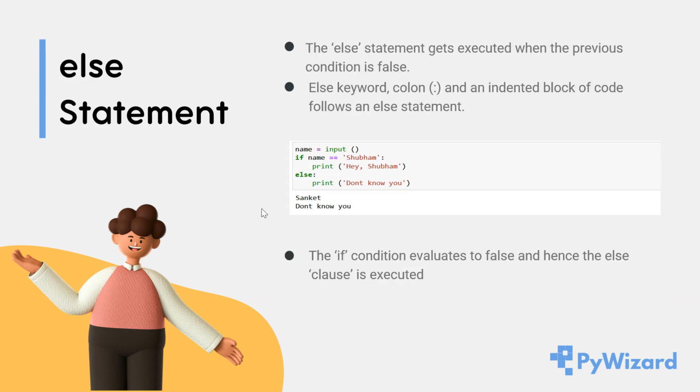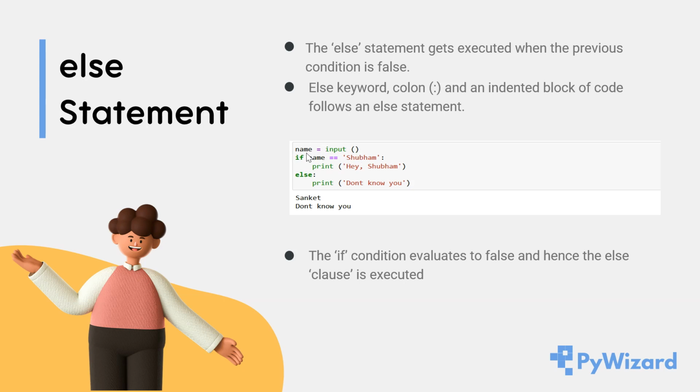Now let's have a look at the else statement. The else statement always gets executed when the previous condition evaluates to false. How the else statement basically looks is the else keyword, a colon, and an indented block of code that follows. Always remember, an else statement does not have any particular condition that one needs to satisfy for it to get executed. So let's have a look at this example.